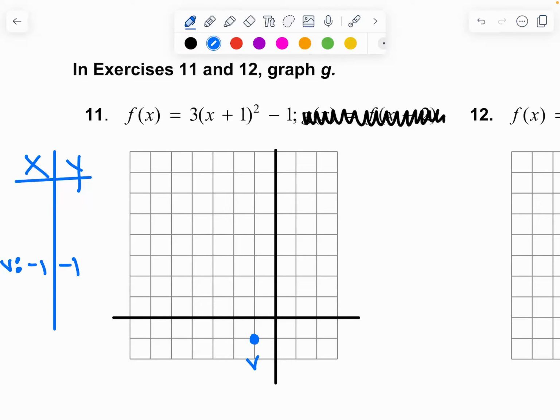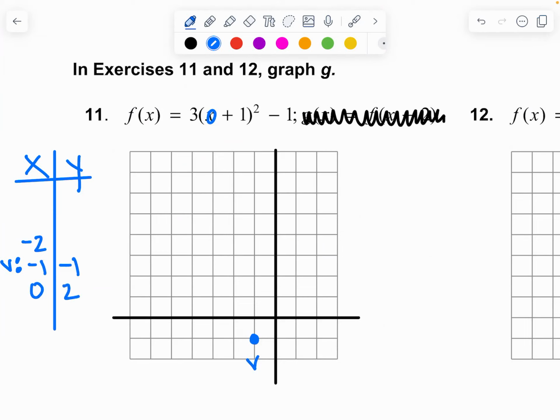So then we know that this is going to be skinnier, correct? All right. So when I plug in to the left, I pick -2. To the right, I pick 0. If we have our vertex correct, both X is 0 and X is -2 should give us the same Y value because we have that symmetry. Okay. So let's plug 0 in for X. What is 0 plus 1? 1. Squared. 1 times 3 minus 1.